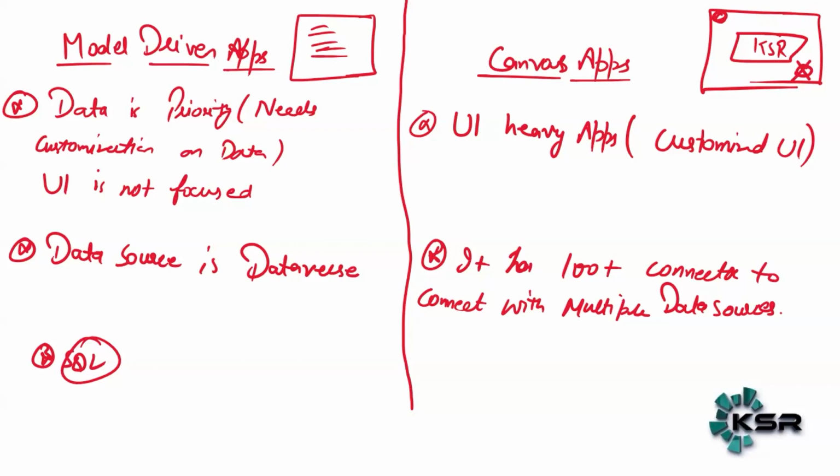Suppose you want to use the functionality of model-driven apps like business process flow. You have seen that thing, when I was showing you the life cycle of the candidate from shortlisting to L1 rejected, L1, L2, L3, L4. How will you implement that in a Canvas app? It will be very tricky, and that will be a headache for you.